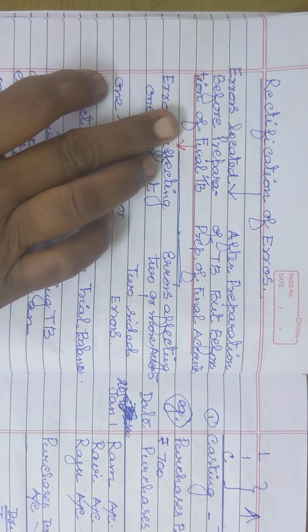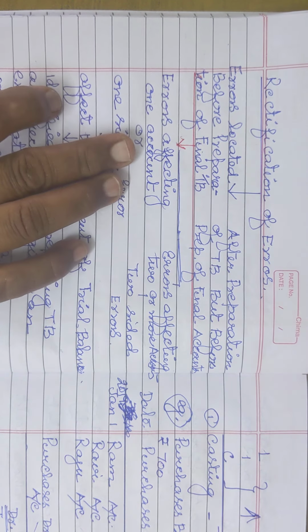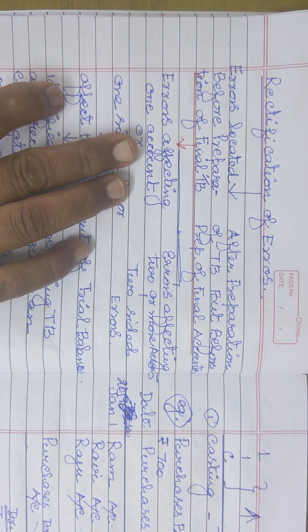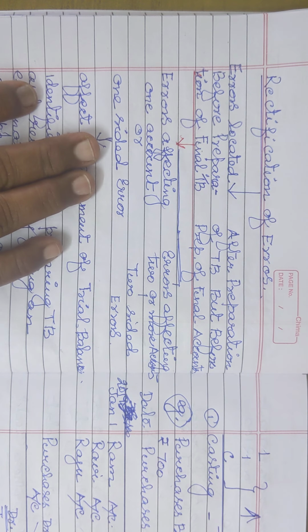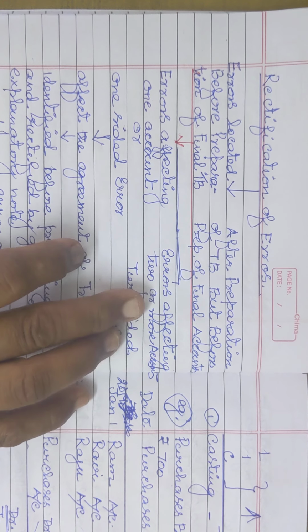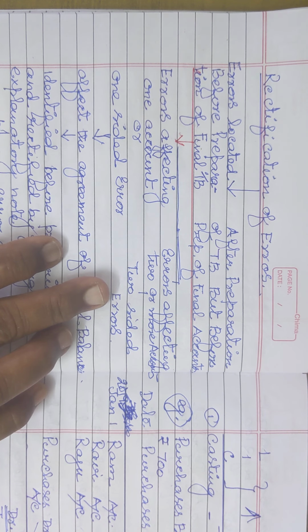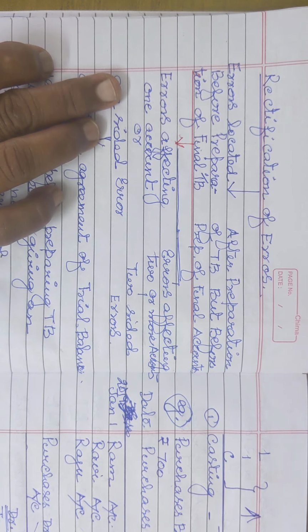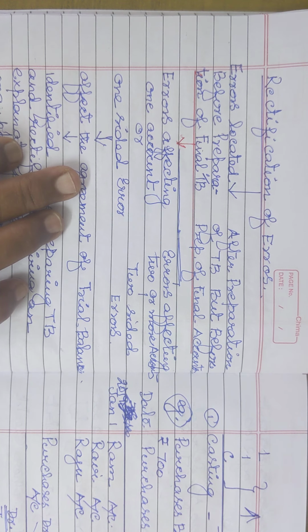Errors located before preparation of final trial balance. It means it includes errors located before preparation of trial balance and at the time of preparation of trial balance. Under this, we are going to see there are two types. One is errors affecting one account, which is also known as one-sided error, and errors affecting two or more accounts, that is known as two-sided errors. Today we are going to cover errors affecting one account or one-sided error.